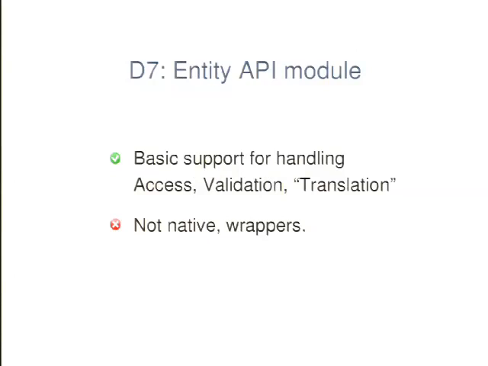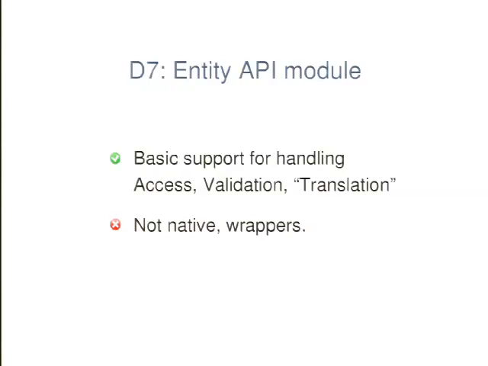Yep, it's very similar to fields, and I'm going to talk about that later on. In Drupal 7, I've implemented lots of this in the Entity API module. It basically has some support for handling access validation, and also a simple marker for translation for all entity properties. So you could implement lots of that already by implementing the entity property information API of the Entity API module in Drupal 7.